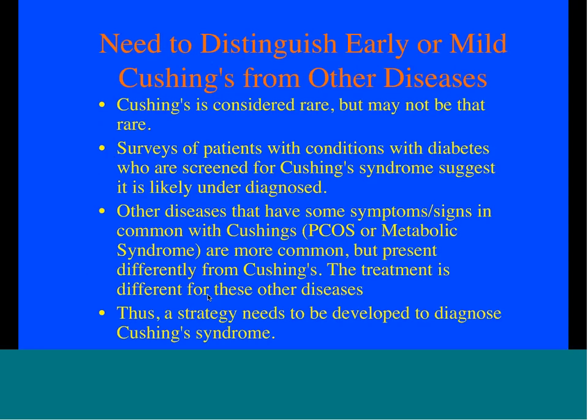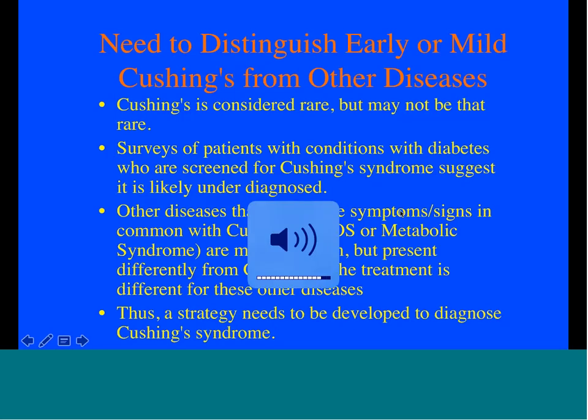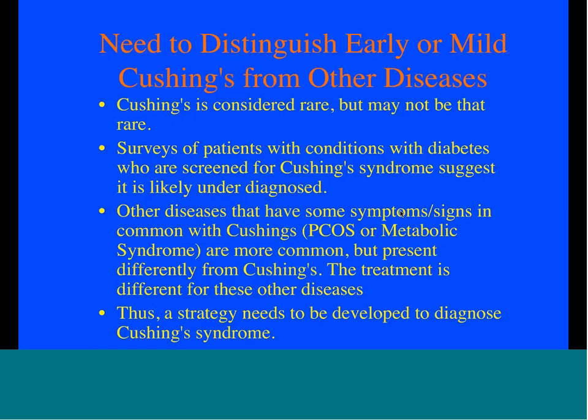And you need to distinguish early or mild Cushing's from other diseases. Cushing's is considered rare, but it may not be so rare. Surveys of patients with conditions such as diabetes who are screened for Cushing's syndrome suggest it is likely undertreated and underdiagnosed. Some diseases that have signs and symptoms in common with Cushing's include PCOS or metabolic syndrome. These are more common than Cushing's disease, but the treatment is quite different for them. Thus, there needs to be a strategy developed to diagnose Cushing's syndrome.